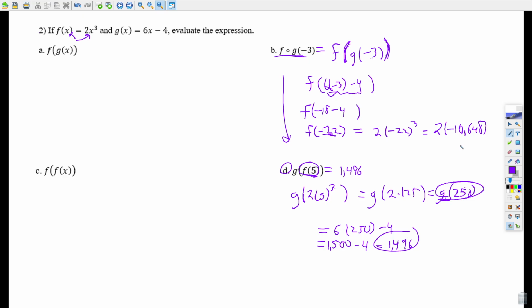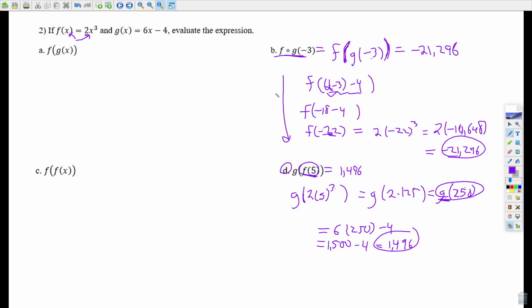So 2 times negative 10,648. Alrighty, times that by 2. So it's negative 21,296. That's your answer. So from the very beginning, you could say f of g of negative 3 is a number, negative 21,296.